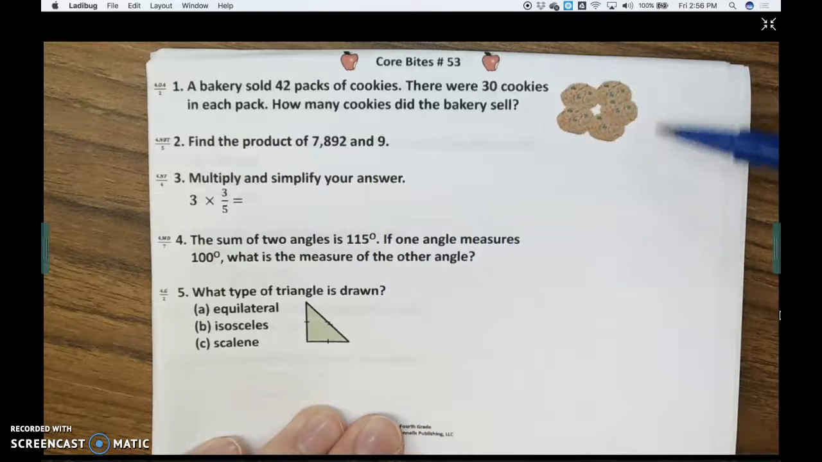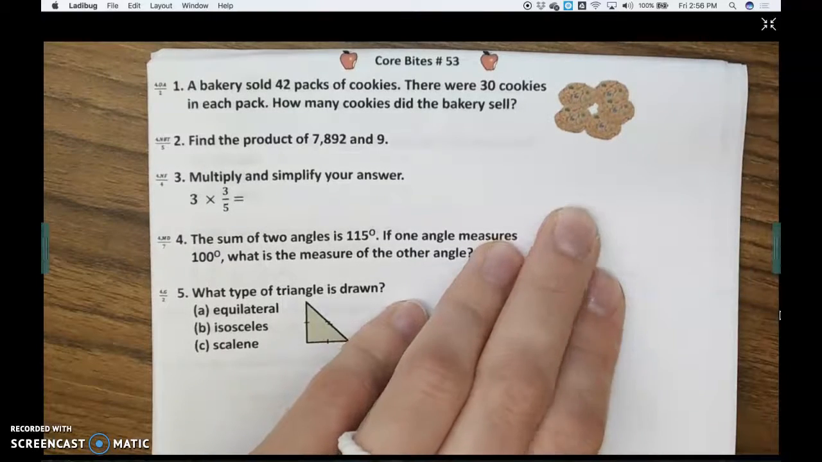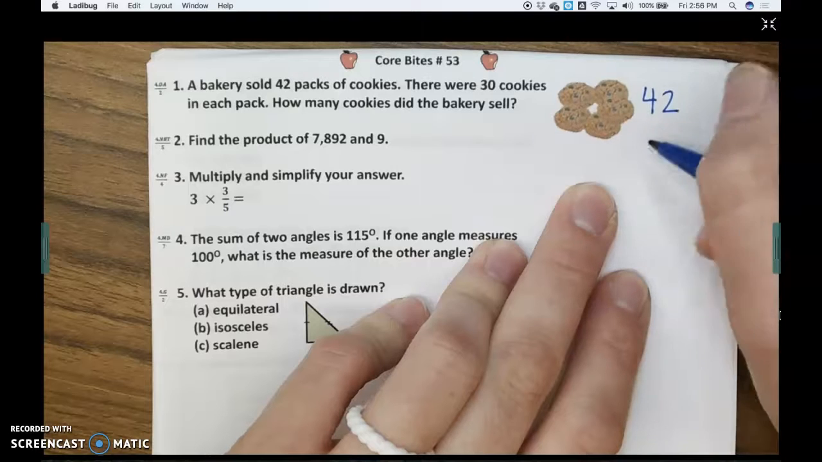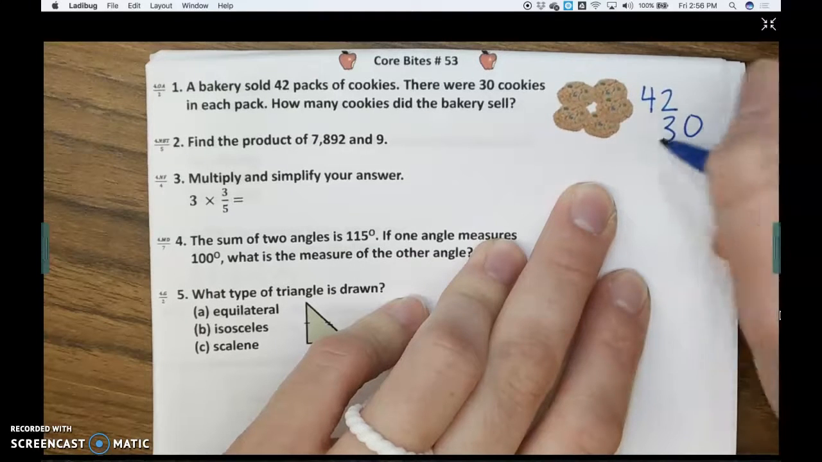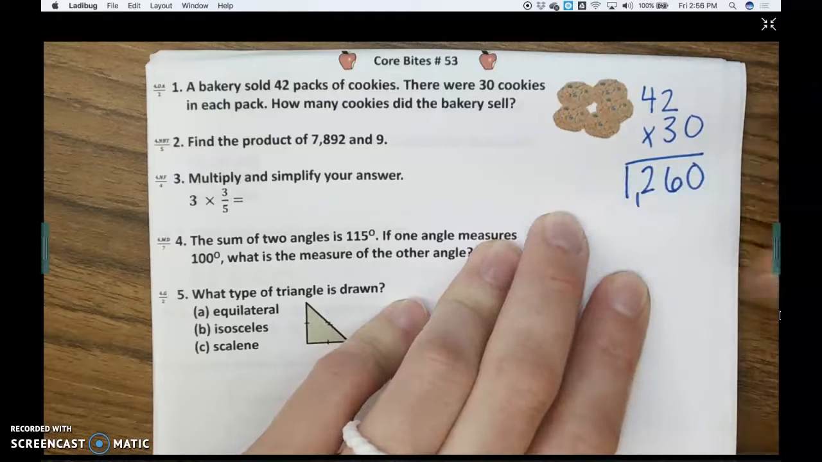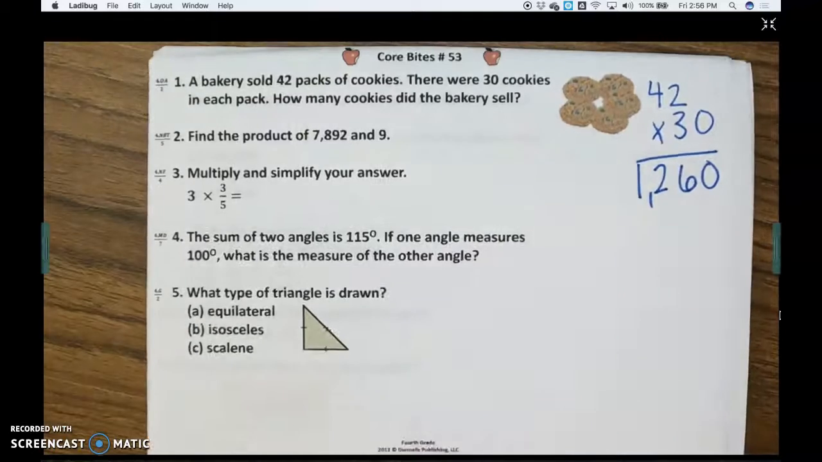So you're trying to find the total number. So for this, you're going to have to do multiplication. So if you do 42 times 30, and here's a trick you can do. If you just move the 0 over and bring it down, and then you can do 3 times 2 is 6, 3 times 4 is 12, so your answer is 1,260 cookies. That's a lot of cookies, guys.